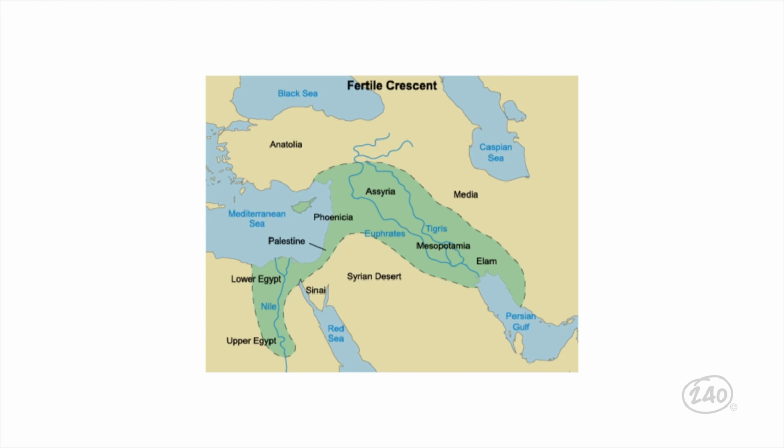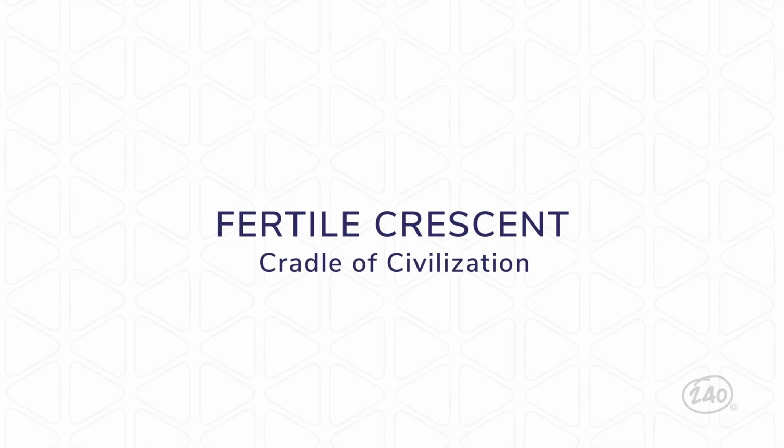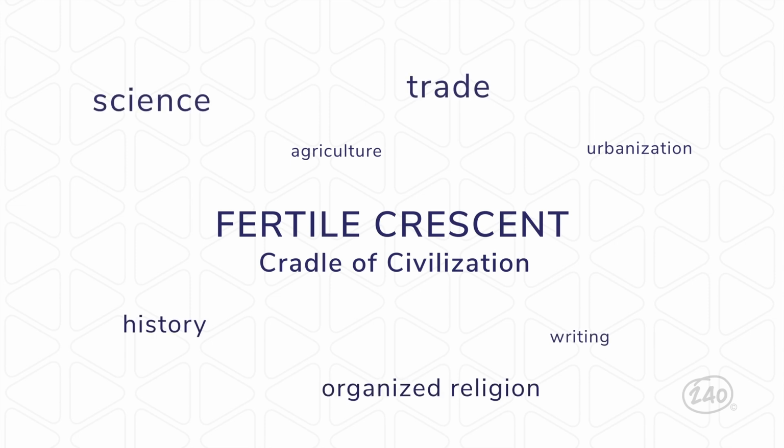Because the region was so fertile, it was conducive to agriculture. Therefore, societies were able to shift from hunter-gatherer to sedentary communities. The Fertile Crescent is considered the cradle of civilization because it was the birthplace of agriculture, urbanization, writing, trade, science, history, and organized religion.